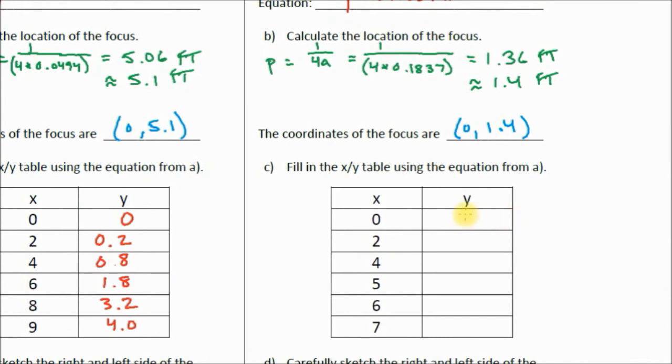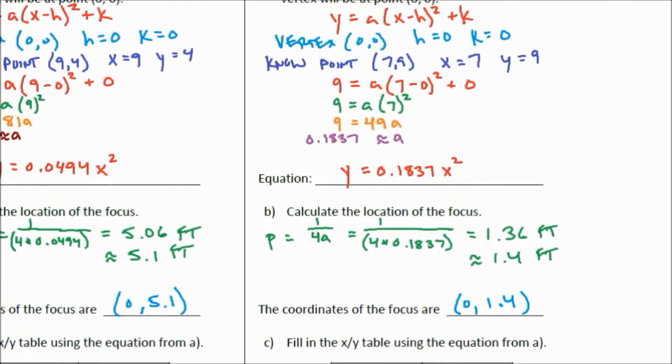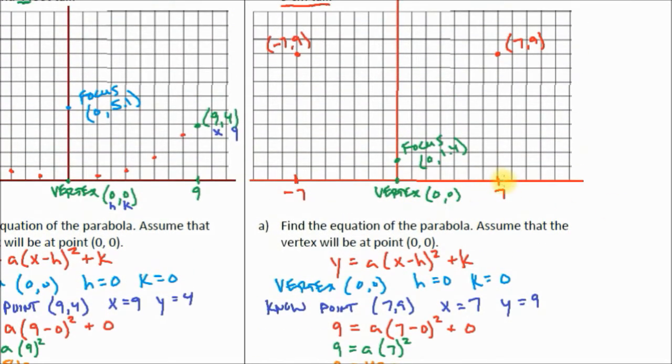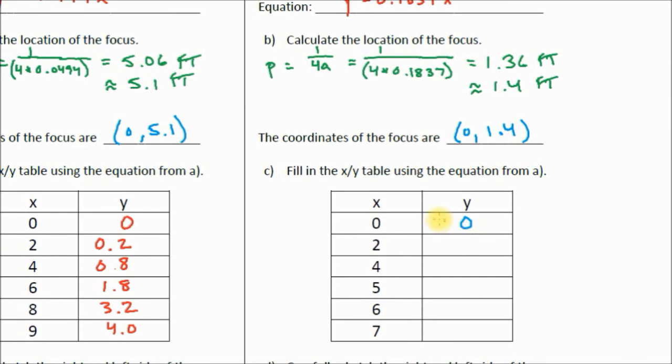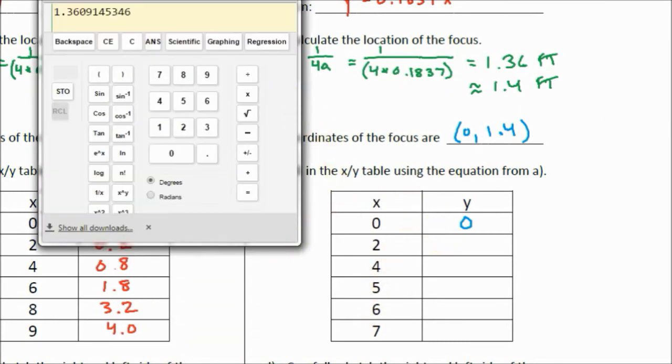Start with 0. We know the vertex is at 0, 0, so we're good with that one. In class, we only have to go to 7 because our x values will stop at 7 and -7. That's the end of our parabola. And I just filled in some numbers in between. Again, you can skip around if you want to. I skipped by 2's, and then I just started going by 1's to get a little better accuracy.